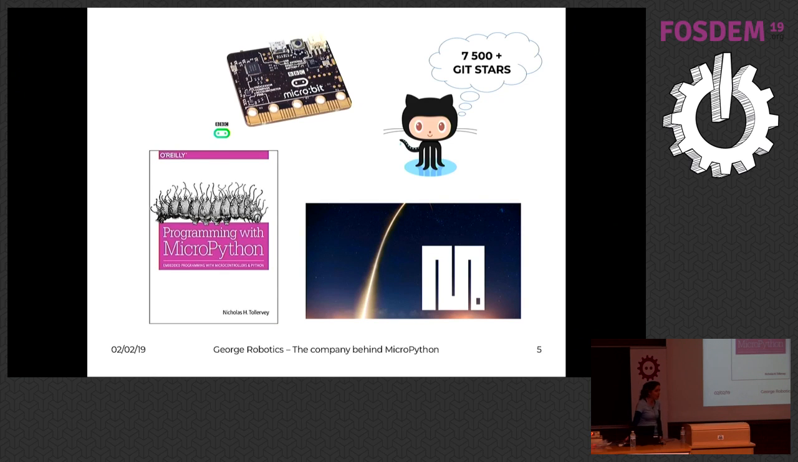Some of you might know the BBC micro:bit, for example, which was given in the year 2016 to about 1 million children in the UK so that they learn Python in school with MicroPython on the micro:bit. They get interaction from hardware and software, and people think that might be quite some fun. Then there's been the first O'Reilly book from Nicholas Tollervey, Programming with MicroPython. MicroPython is an open source project hosted on GitHub, with about 7,500 stars, so it's quite popular and it's growing. And also MicroPython has been into space.